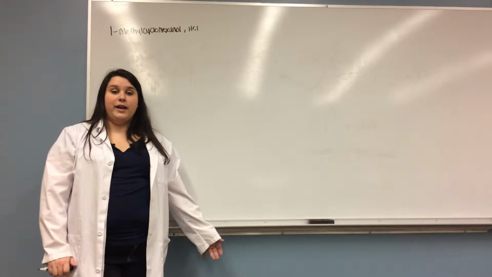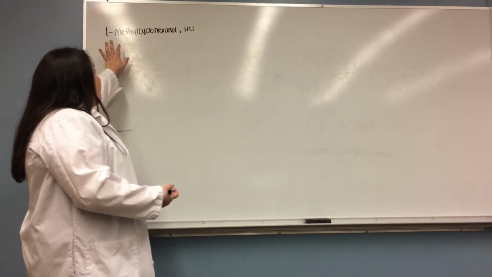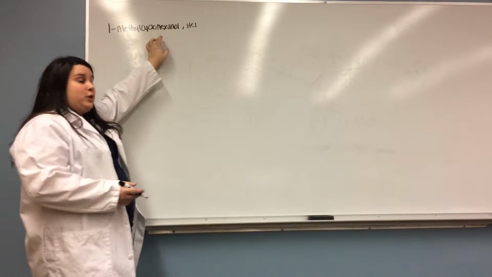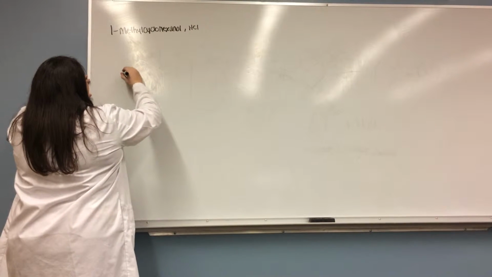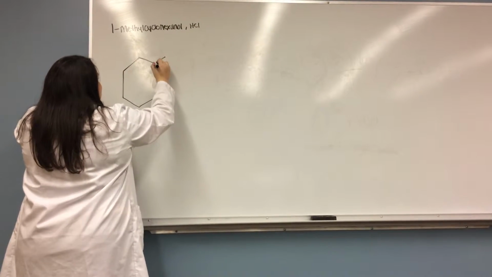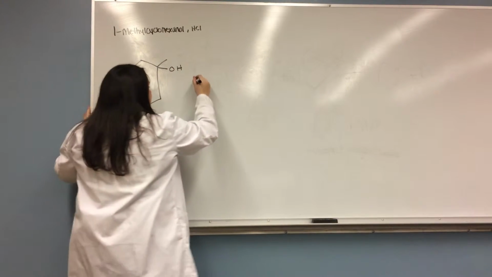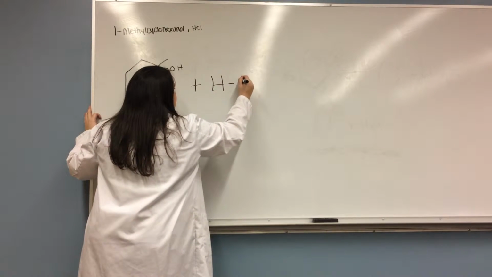My major is forensic science, and I'm going to show you how to do a substitution reaction with alkanes. So we're going to start off with 1-methylcyclohexanol with hydrogen chloride. Our 1-methylcyclohexanol contains 6 carbons in a ring. So we're going to draw that with our methyl group and our alcohol. And then we're going to draw our hydrogen chloride, like this.